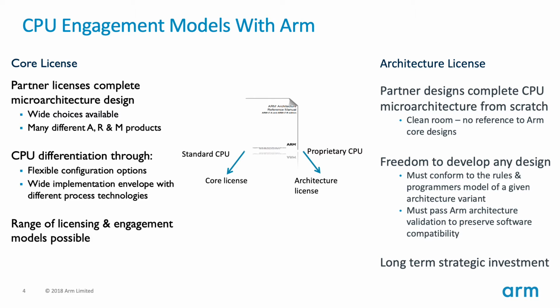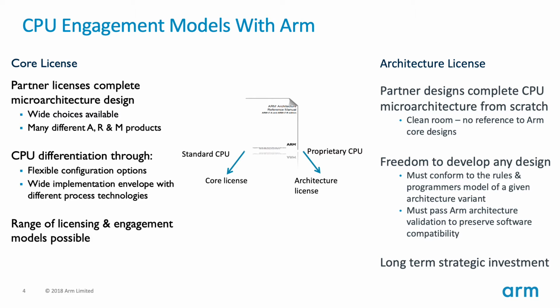A more powerful long-term strategic investment is an architecture license, where the partner designs their own complete CPU microarchitecture from scratch and has no reference to ARM core designs. This gives them the complete freedom to develop just about any design as long as it conforms to the rules of the ARM architecture. So their end product has to pass a validation so that we know that the software is still compatible, right? We have to be able to assert that anything compiled for ARM v8 or ARM v9 will run on an ARM v8 or ARM v9 chip, regardless of who actually built it.